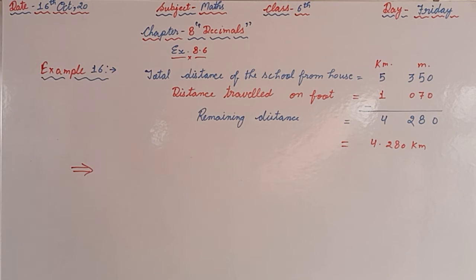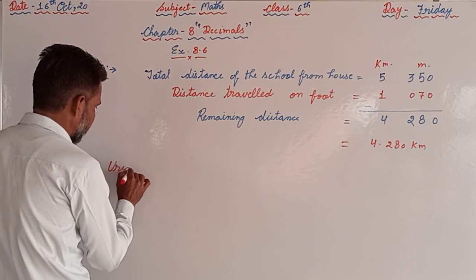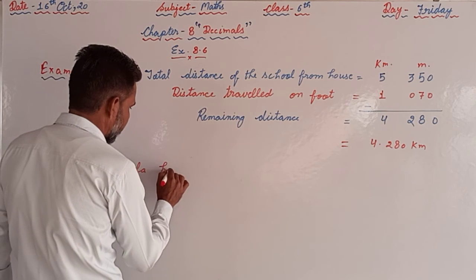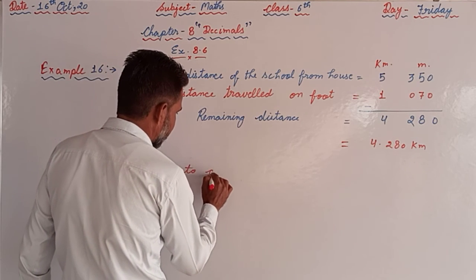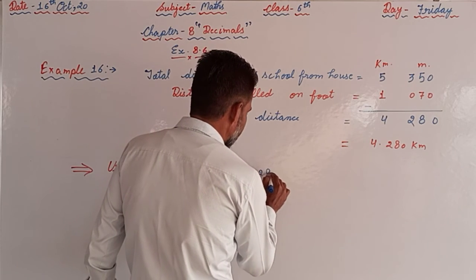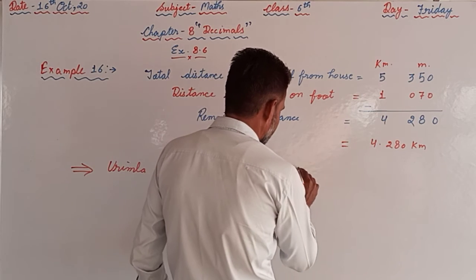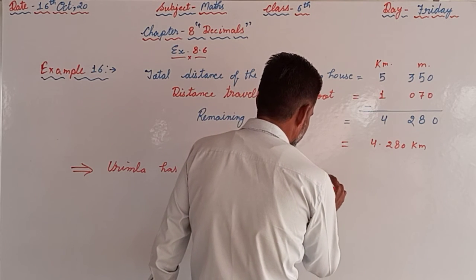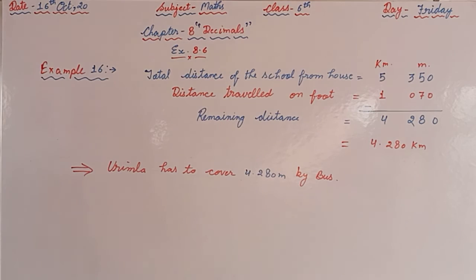So how much distance is remaining? This much, and this distance will be covered by the bus. So Urmila is to cover 4 kilometers and 280 meters by bus. So that is the answer for that. Using the same method you can also do example number 15.